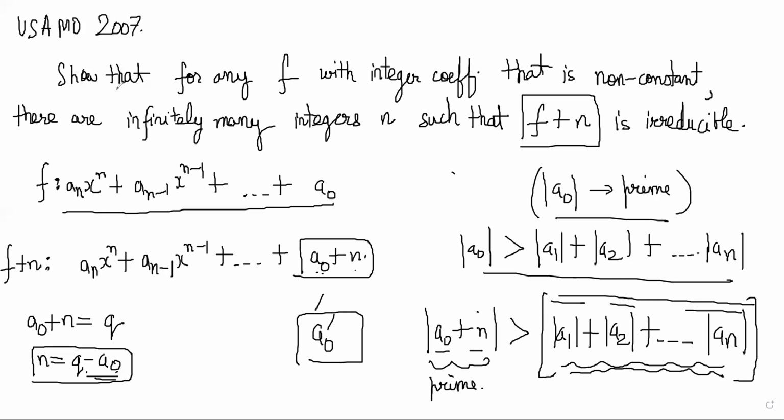So I hope you understand what is happening. You are picking an n which is q minus a naught, where q is a prime number such that it is greater than the sum of mods of all of these terms, right? Once you have done that, you can always say that for any prime number higher than q, it will automatically satisfy by Perron's criteria that f plus n is irreducible. And because prime numbers are infinite, you can keep taking higher and higher prime numbers, and this will be true.